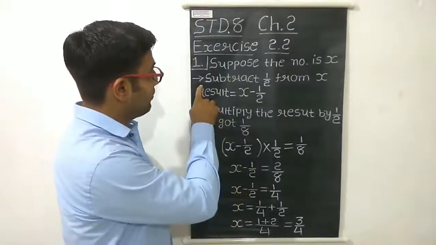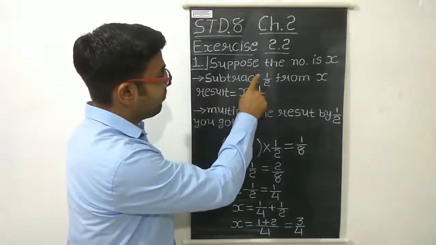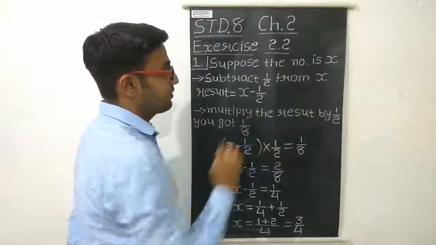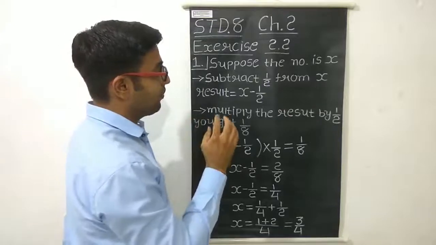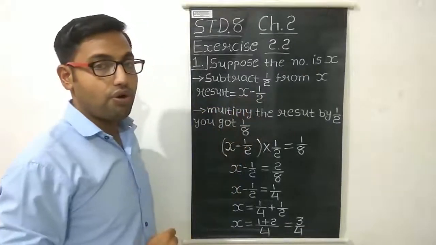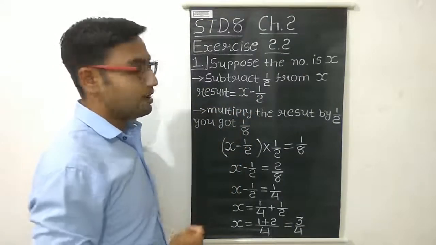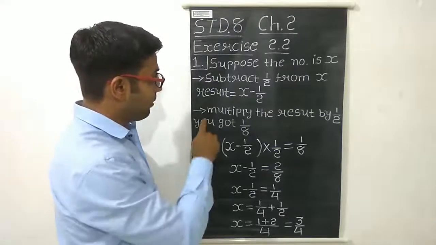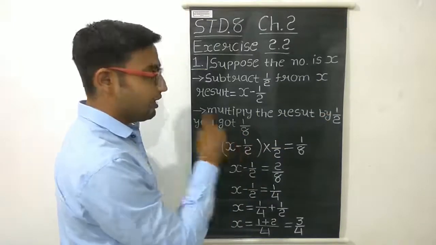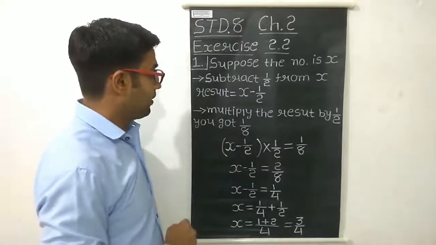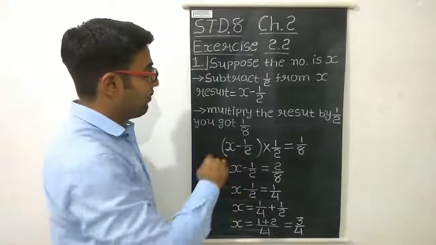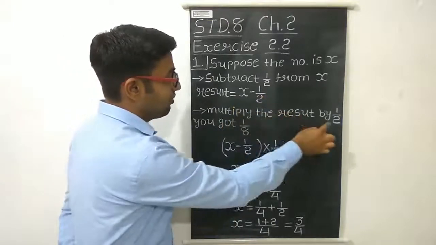So the first thing given is that we subtract 1 by 2 from the number, and our number is now x. So what is the result if we subtract 1 by 2 from x? The result we will get is x minus 1 upon 2. Now in the second condition, we are given that if we multiply the result by 1 upon 2, we get 1 upon 8. So the result we get is x minus 1 by 2. Now we have to multiply this result with 1 by 2.